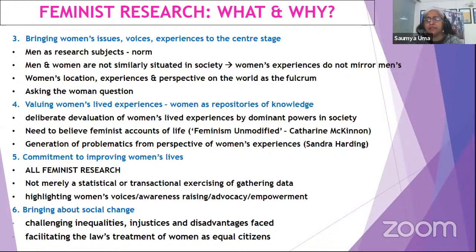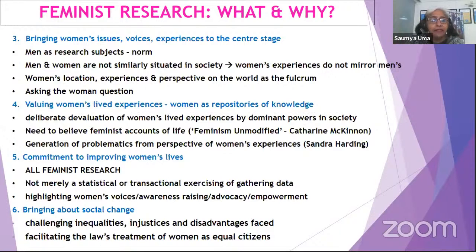The fourth aspect of feminist research is valuing women's lived experiences, because women are repositories of knowledge. Very often when we think of knowledge, we think of very academic kinds of research and writing. But women's lived experiences, and I think Professor Honey Oberoi did speak about lived experiences, narratives, stories, and how that is important in social science research.